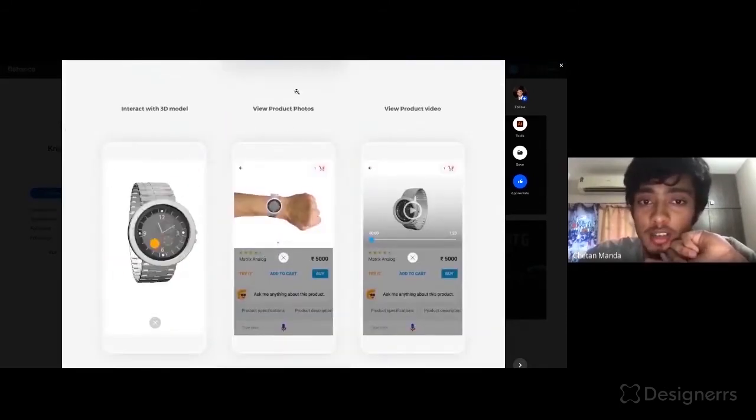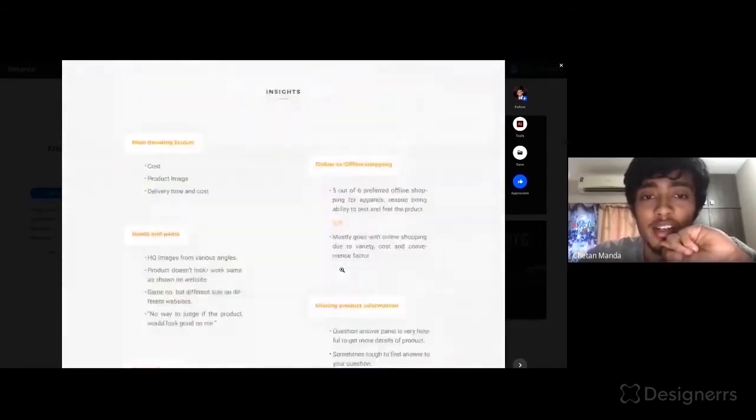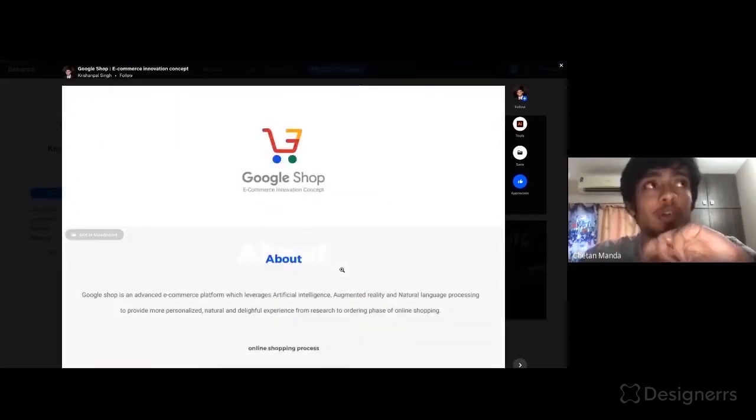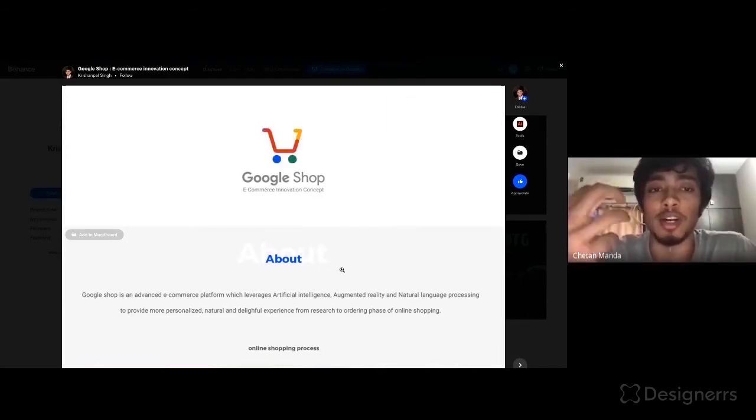He's put up 3D models as well, viewing product photos and product videos. This is a very comprehensive and detailed project. As a beginner, people aren't expecting so much from your project, but it's good to shoot for the stars. Look at how some experienced designers have put up their project and see what you can take away as inspiration from there and include it in your project as well.